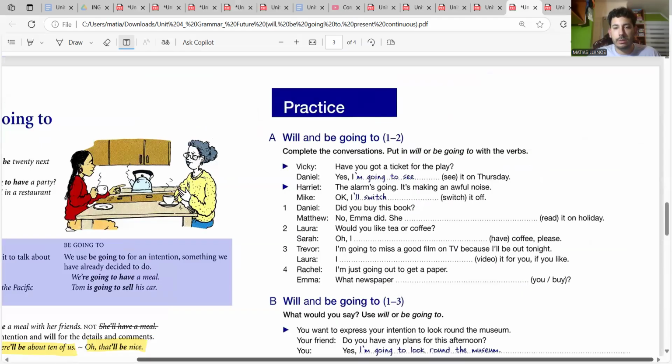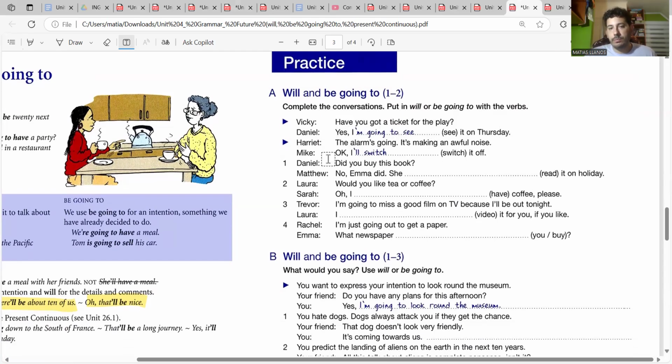Complete these conversations, put in will or be going to with the verbs. For example, Daniel, yes, I'm going to see it on Thursday. Why? Because they're asking him, have you got a ticket for the play? So he will, because he's decided to do it. Harriet, the alarm is going. It's making an awful noise. Okay, I will switch it off. She's committing in the instant to do it.